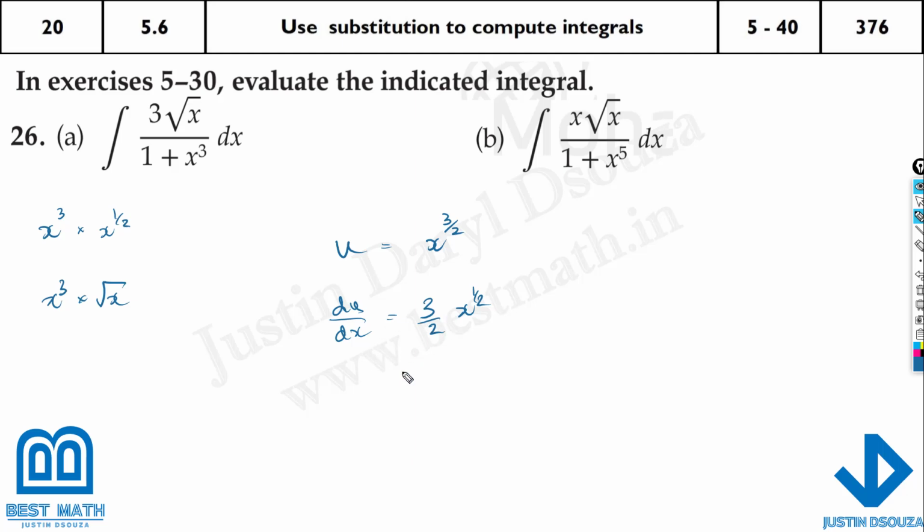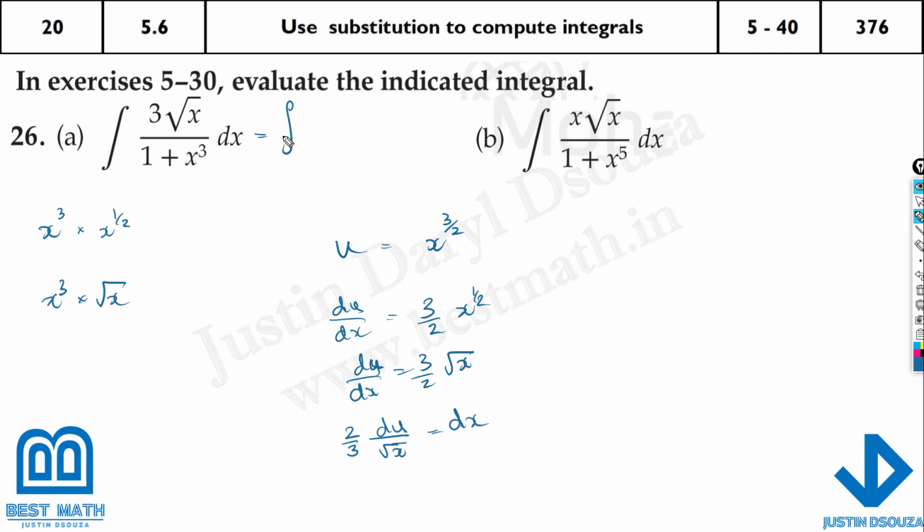What is this exactly? This is 3 by 2, sorry, x it is, not u, the radical of x or square root of x. That is du by dx. What do you want over here? You need dx. So let's take dx to the other side and all these terms to the other side. It'll be 2/3 du by radical x or square root x, that is equal to dx. Now we can simplify a lot. What happens here?